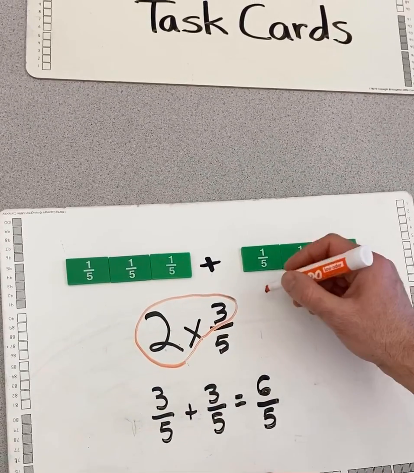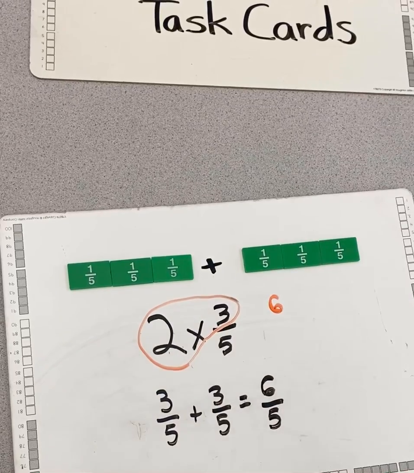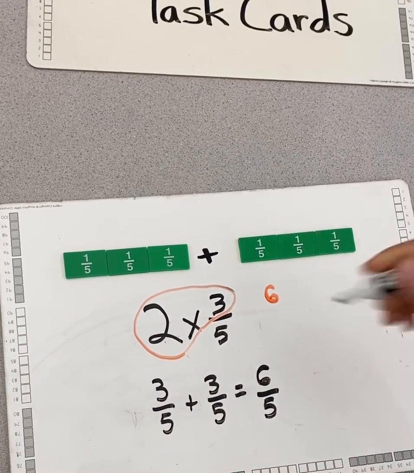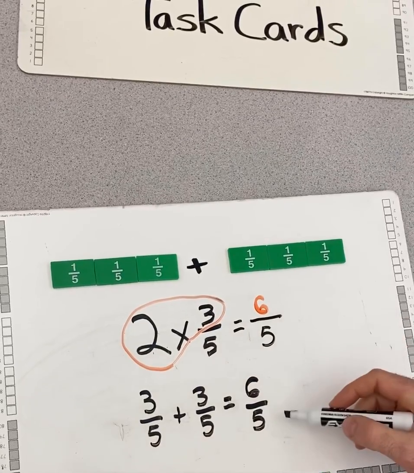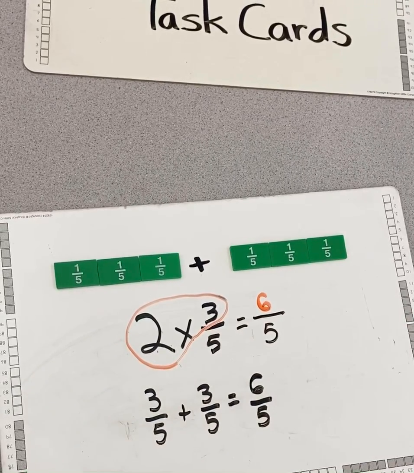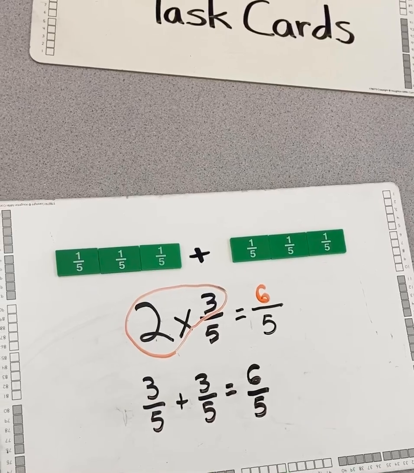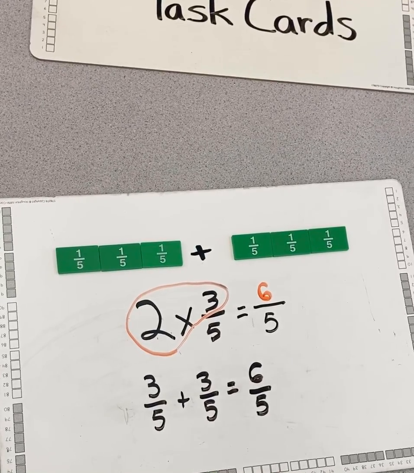2 times 3 equals 6. The denominator stays the same. And just like with repeated addition, we get 6/5. Really, you can use either strategy, whichever strategy feels comfortable for you.